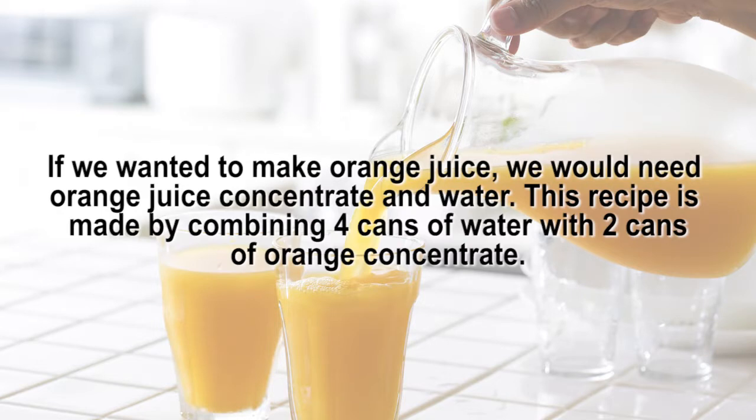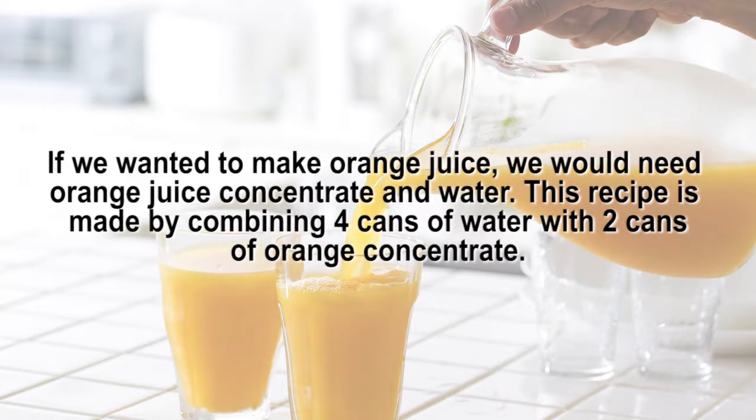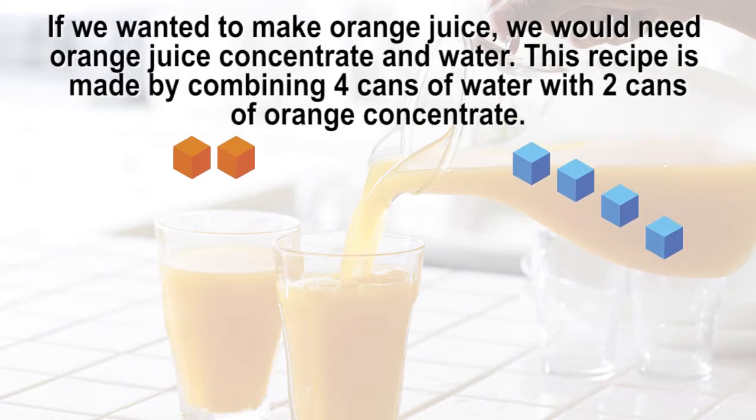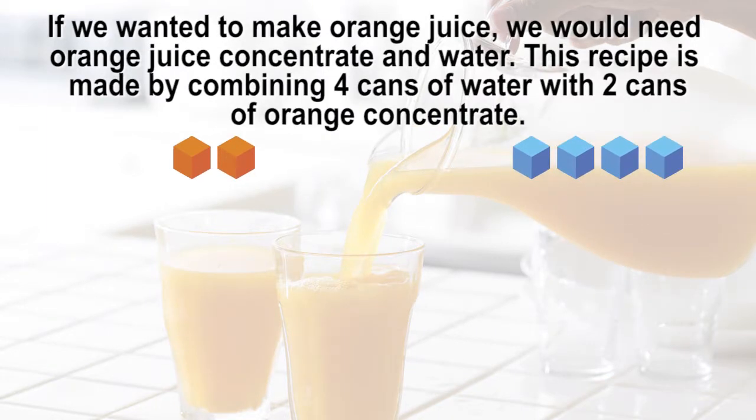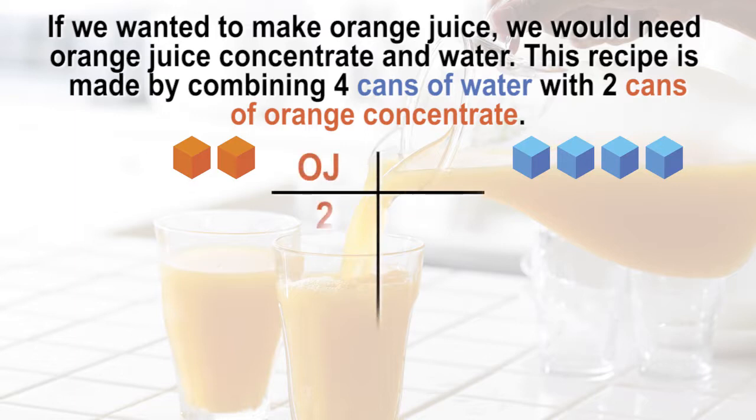This recipe is made by combining 4 cans of water with 2 cans of orange concentrate. To model this ratio, we can use 2 colors of cubes. One color, orange, will represent the orange juice concentrate, and one color, blue, will represent the water. This shows that for every 2 cans of concentrate, we will need 4 cans of water. Let's put this ratio into a table.